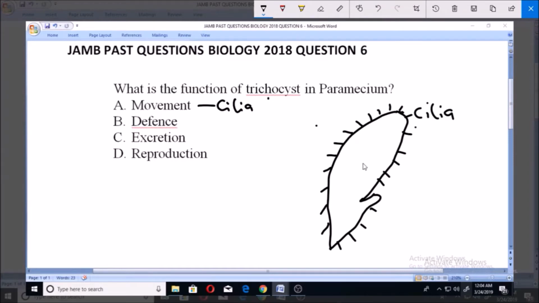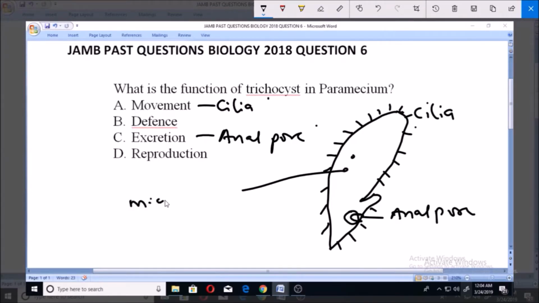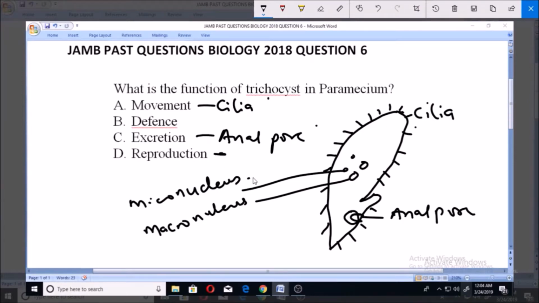Now we also have what we call the anal pore, and this anal pore is used for excretion. Then inside here we have what we call the micronucleus, and the bigger one known as the macronucleus. The micronucleus is used for reproduction through a process known as meiosis, or cell division. So the part that is used for reproduction is the micronucleus.